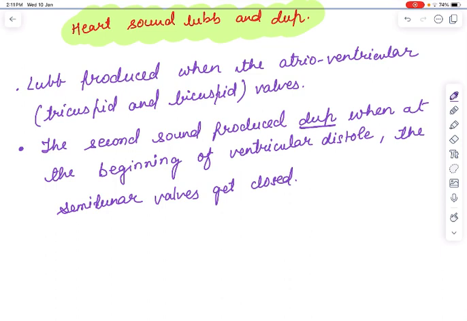When the ventricles go into diastole, the semilunar valves close, and then this sound will be produced. Diastole means relaxation. Systole means contraction. So that's all for today.